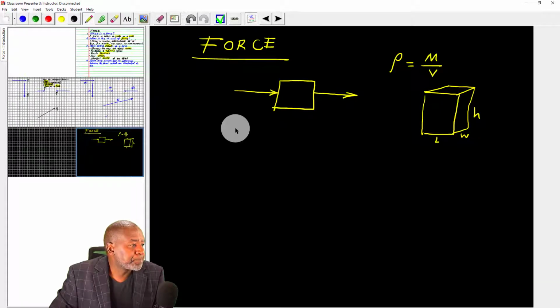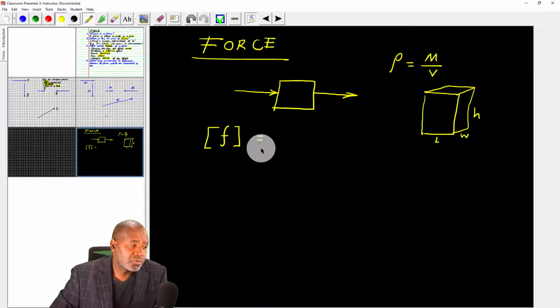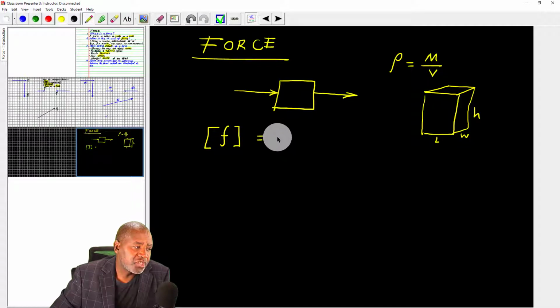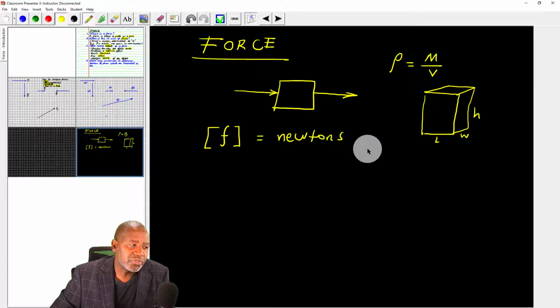Now, force is measured. Now we talk about the SI units of force. So we can put force there. It can be lowercase letters, uppercase. It really does not matter. Force is measured in newtons. These are the SI units of force, newtons. The abbreviation of Newton, or the short form of Newton, is N.